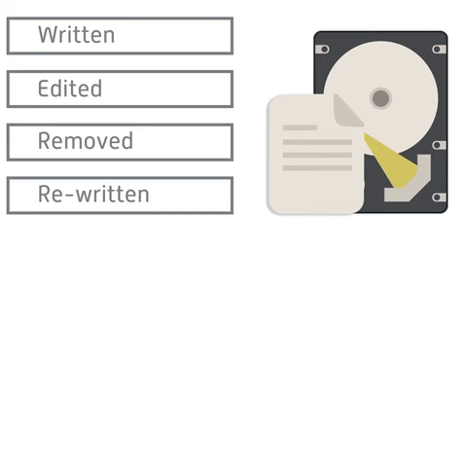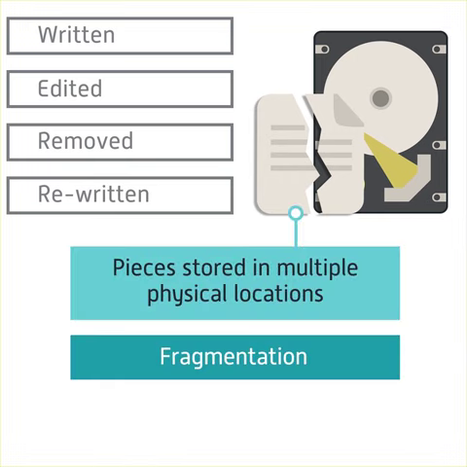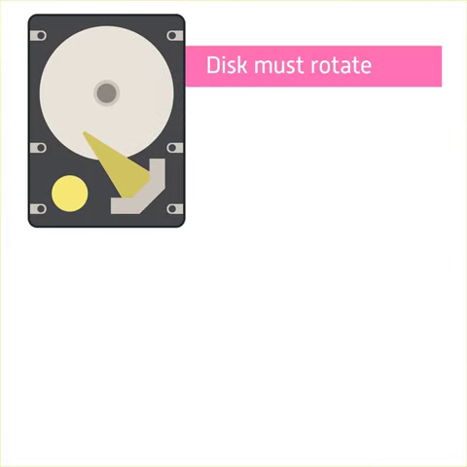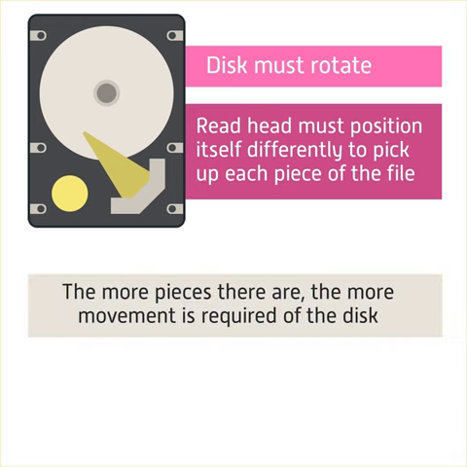As files are written, edited, removed, and rewritten to a disk, those files may become split, with the pieces stored in multiple physical locations. This is called fragmentation, and it slows down data access on any disk with moving parts, such as a magnetic disk. This is because the disk must rotate, and the read head must position itself differently to pick up each piece of the file.